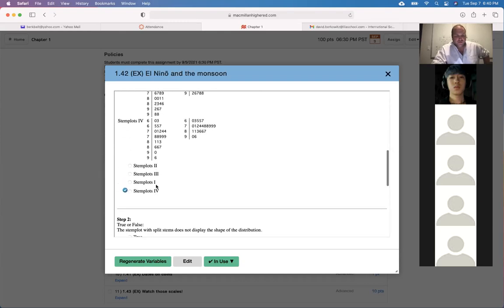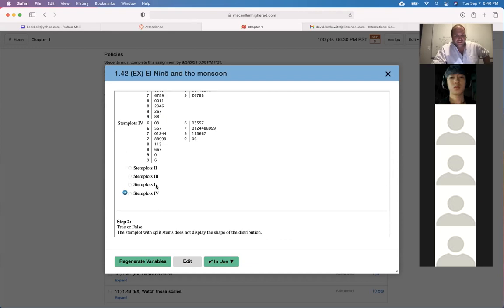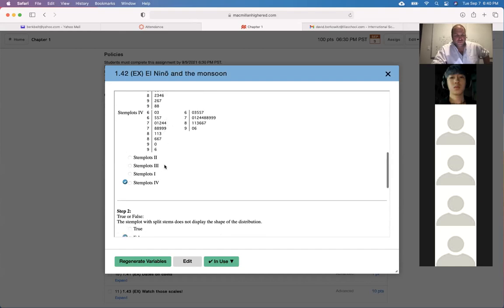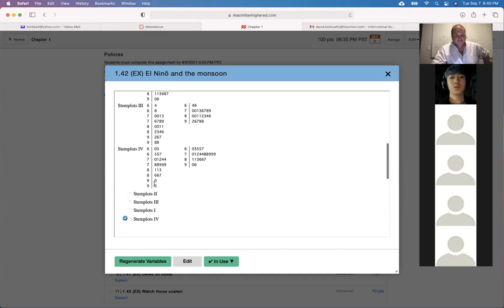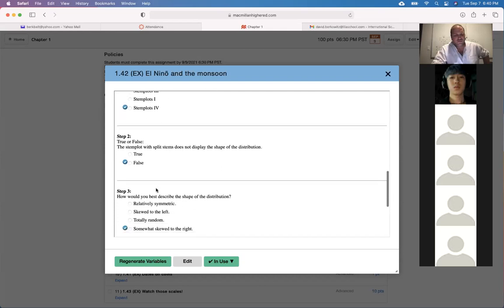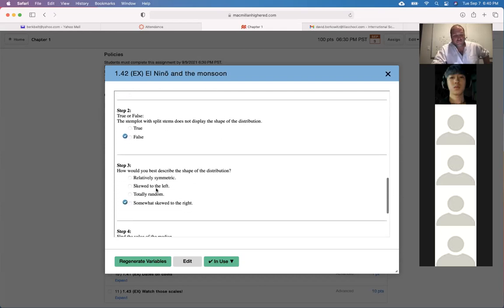Okay. So the stem plot with split stems does not display the shape of the distribution, true or false? It's false, because that's the whole point of it, right? The whole point is that it does. And how would you best describe the shape? It looks a little right skewed, right? We got a little tail here on the right. It looks symmetric with a little tail on the right. So I would say it's slightly skewed to the right.